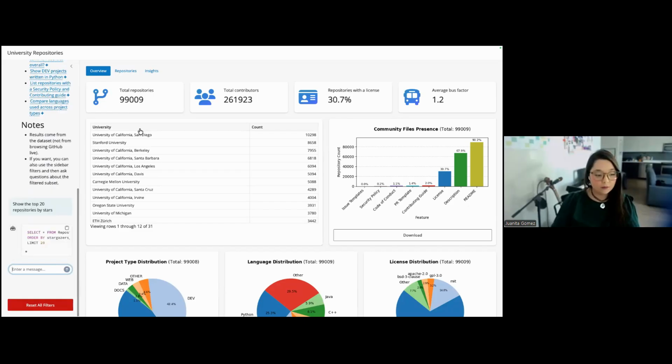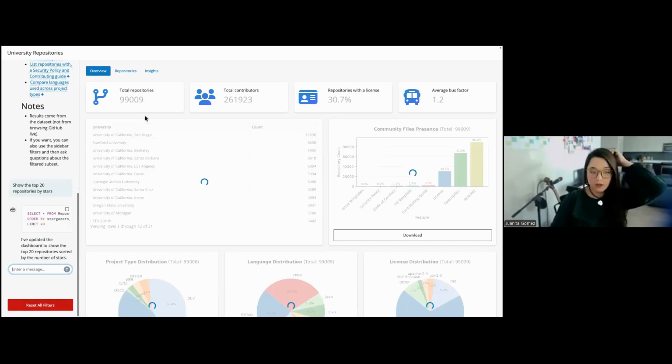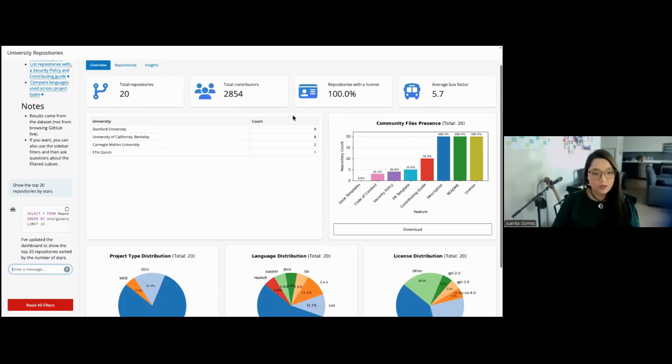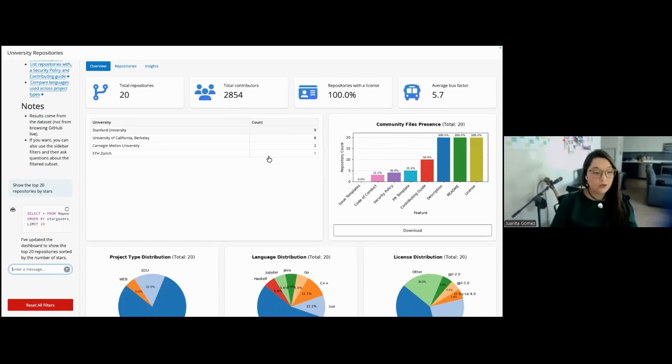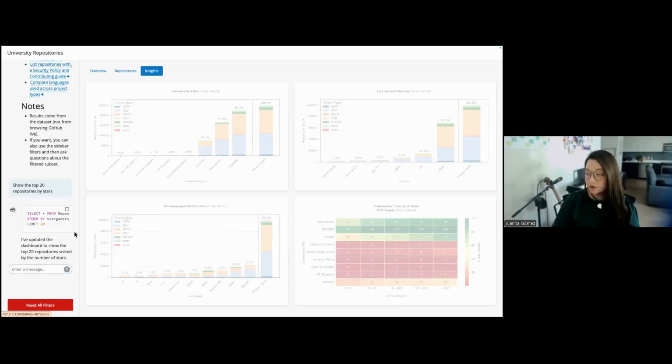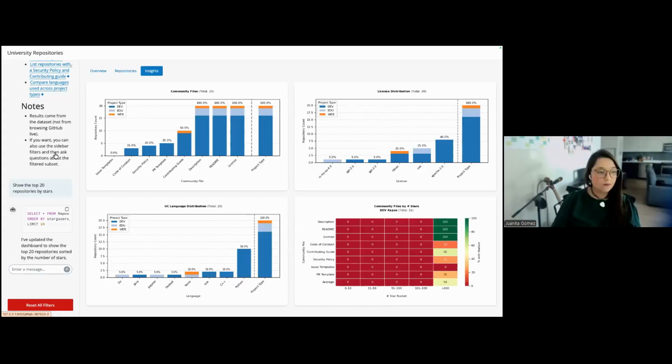And these will filter by that specific query. It will filter all the tabs. So in this case, it's showing me that there are 9 universities that have more than 20 stars. You can also explore the repositories individually. And then the Insights tab should get updated with only those universities.